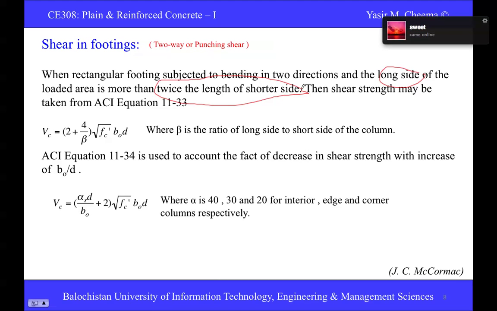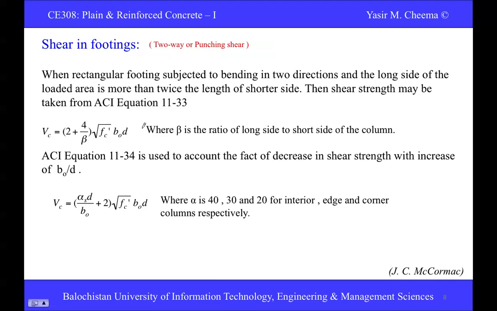So when a rectangular footing is subjected to bending in two directions, and the long side of the loaded area is more than twice the length of the short side, then the shear strength in that case may be taken from this equation. So in that case we can use this equation here. This is for the rectangular case.